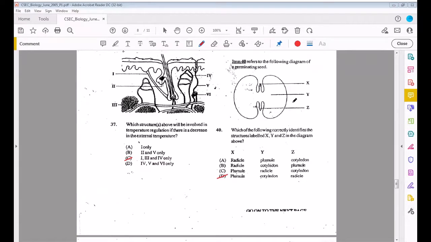40. Item 40 refers to the following diagram of a germinating seed. Which of the following correctly identifies the structures labeled X, Y, and Z in the diagram above? The answer would be D. So X is our plumule to the top here, Z is the radicle, and this, which is Y, is the cotyledon, where the food is stored.